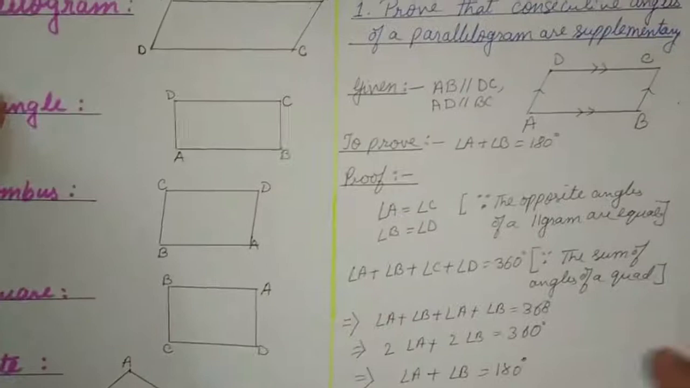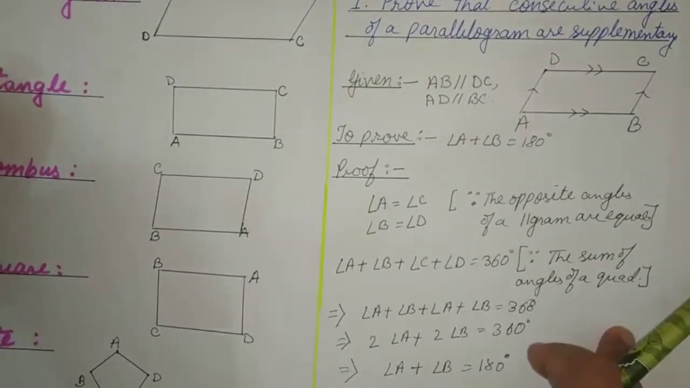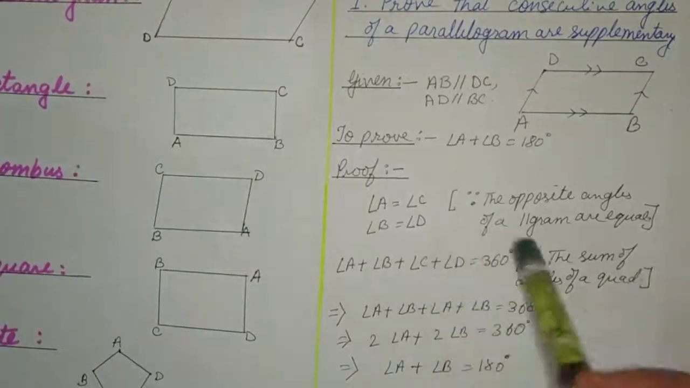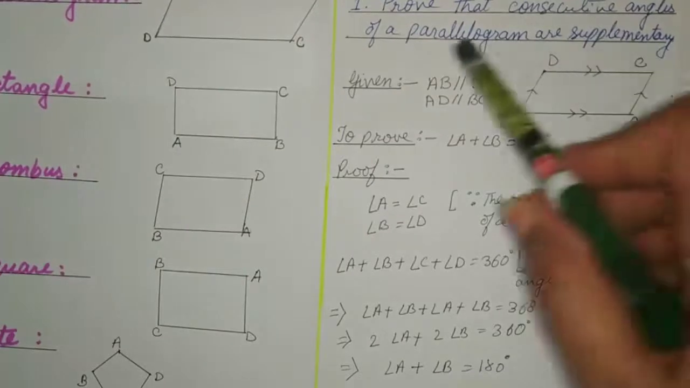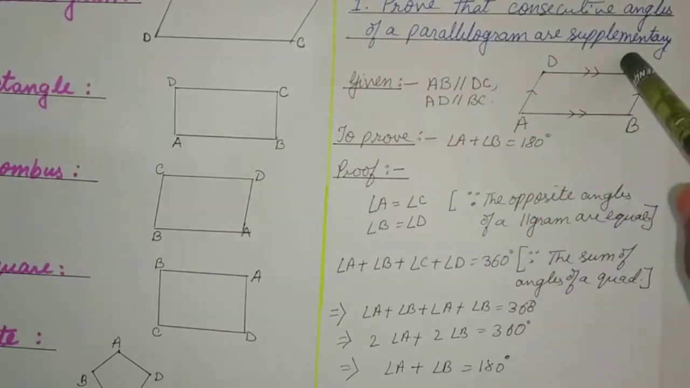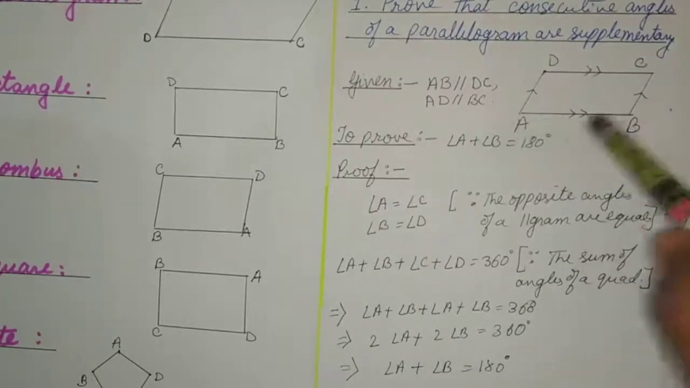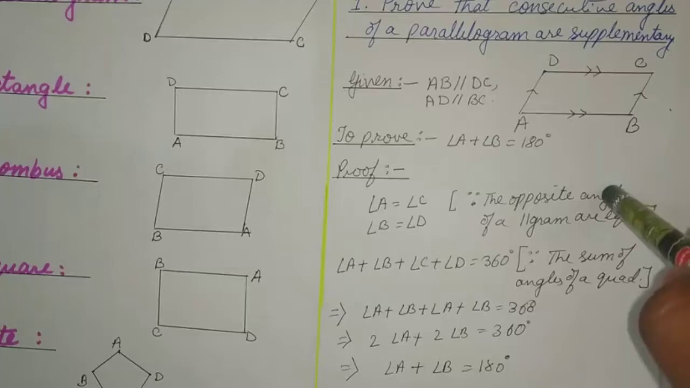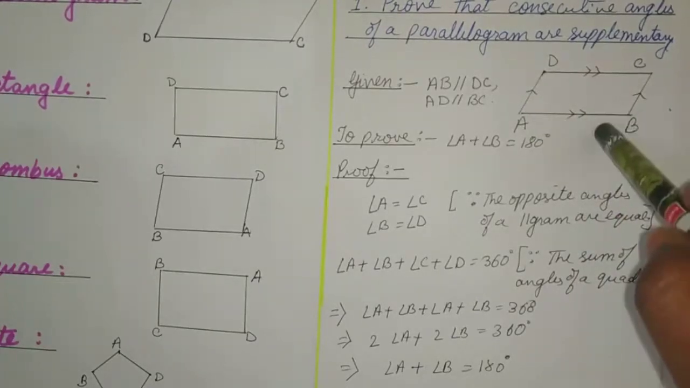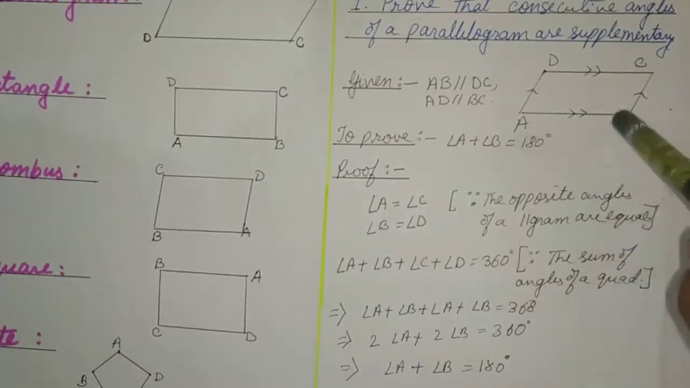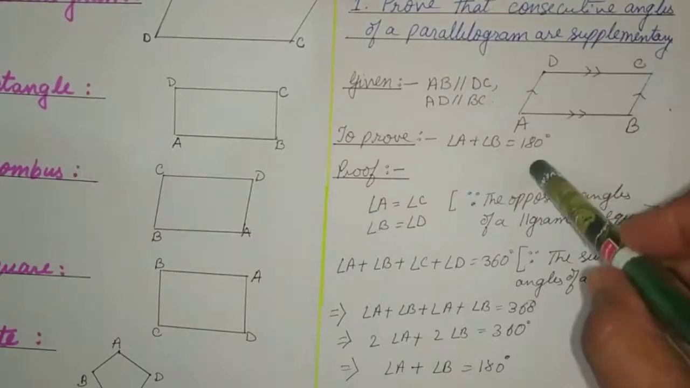After knowing the properties, we will now go for proving some of the statements. Here the question says, prove that the consecutive angles of a parallelogram are supplementary. So it's a parallelogram, that means AB and DC are parallel, AD and BC are parallel, and you have to prove that angle A plus angle B, that means the consecutive angles are supplementary, means 180.